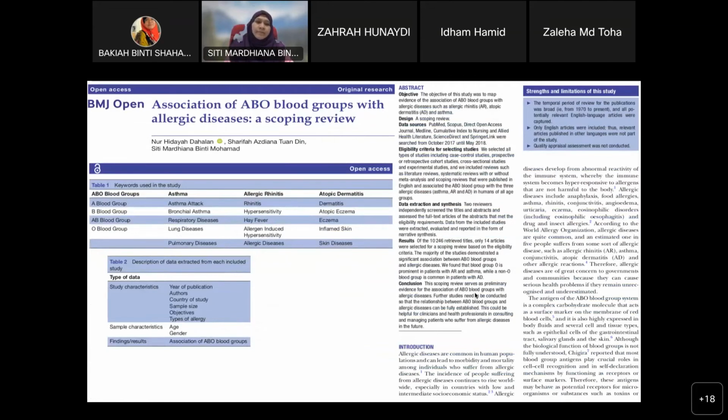Okay, to tell you, this paper we published in BMJ Open, and we took about 1 year to be reviewed, and we got a comment from one of the reviewers, because initially our conclusion did not mention serving as preliminary evidence. Because from this study we found that blood group O has the highest association with allergic diseases, we made a conclusion like this: blood group O is associated with allergic diseases. So this scoping review is helpful in providing information to the clinician, as a risk factor for patients to develop allergic diseases. Okay, so that is the conclusion that we made.